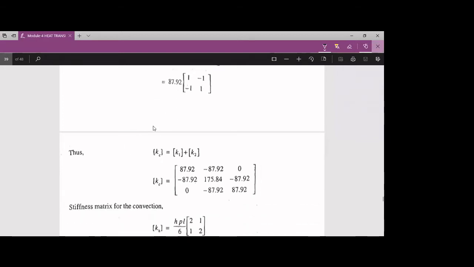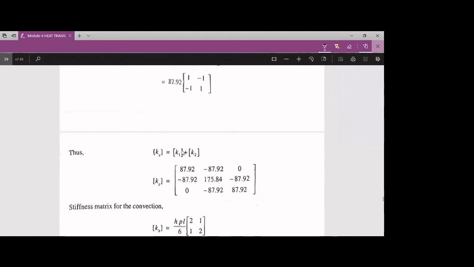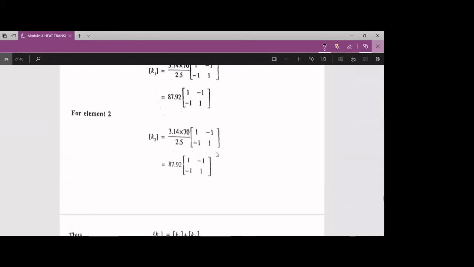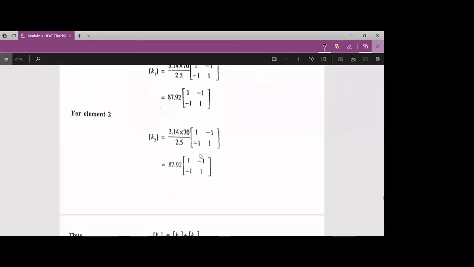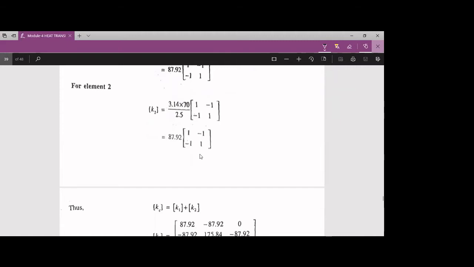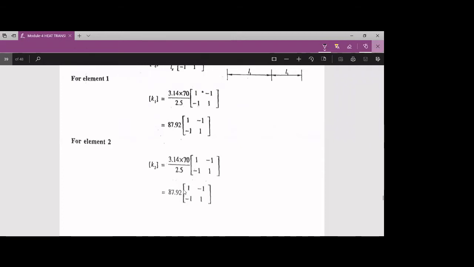Now, overall, the global stiffness matrix due to conduction, the overall conduction matrix Kc, is equal to K1 plus K2. We know how to assemble. Here K1 and K2 are two different elements, so they are going to be connected, and the assembling procedure will be followed. Wherever the common nodes are, those nodes are added, and the remaining coefficient values are kept as they are. Now the first element's corner value, that is 87.92, is going to be added to the second element's first value, that is 87.92.